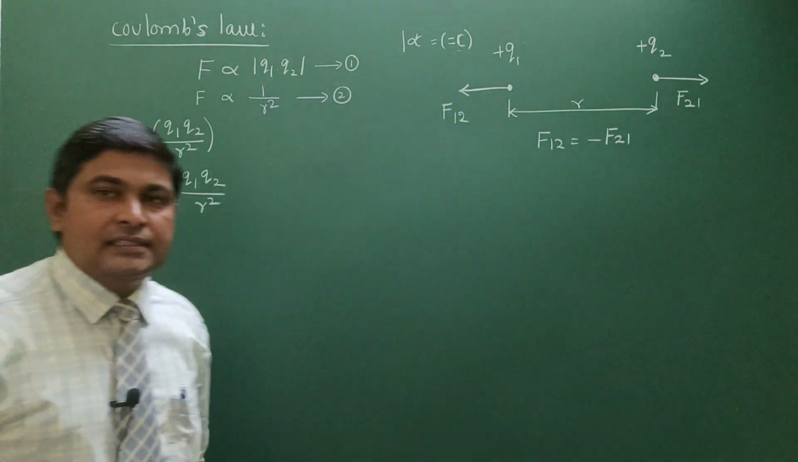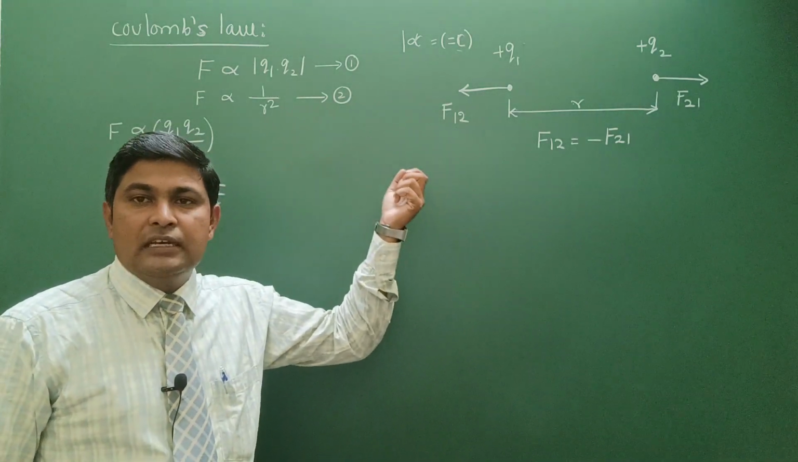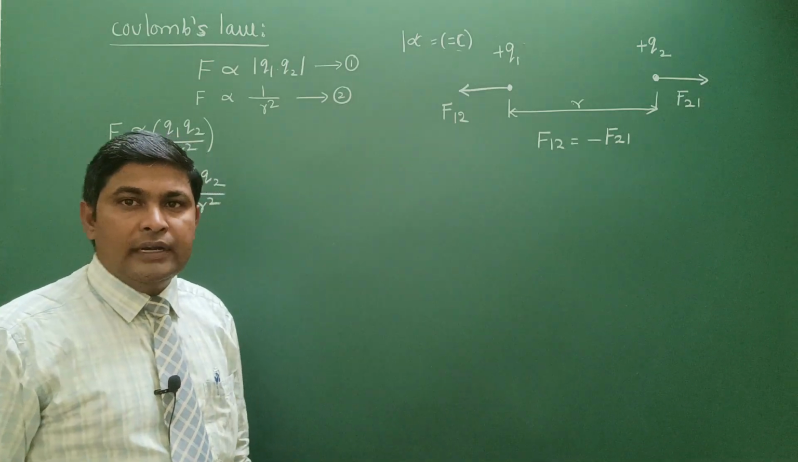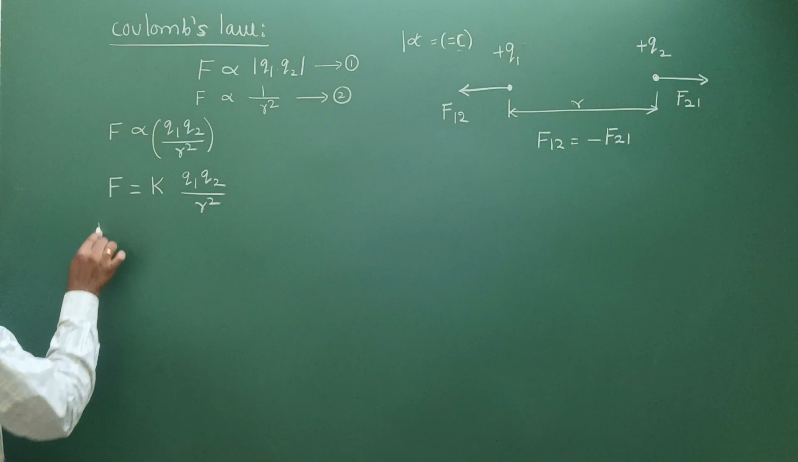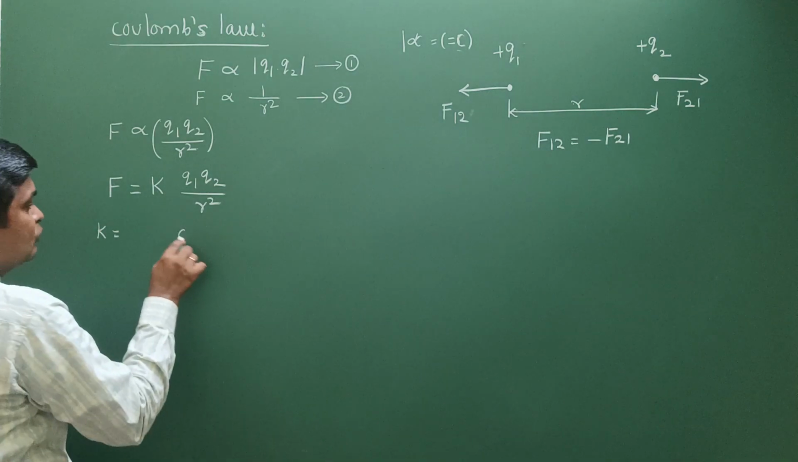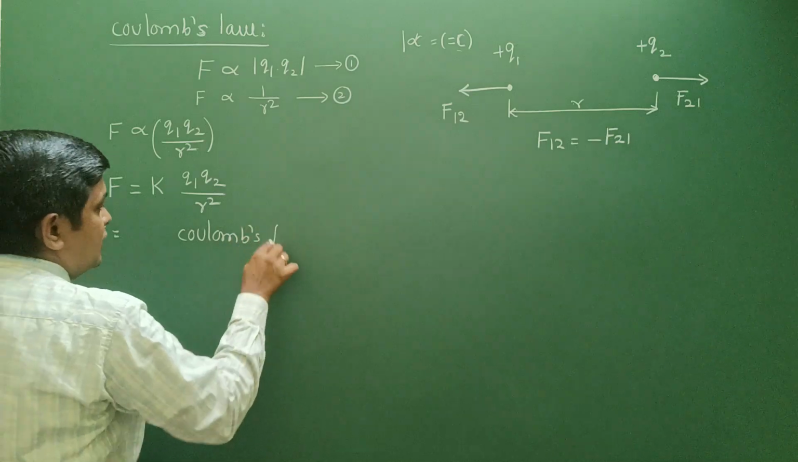Between these charges, surely we understood it is repulsive, because they are like charges, right? So this k is Coulomb's constant. k equals Coulomb's force constant.